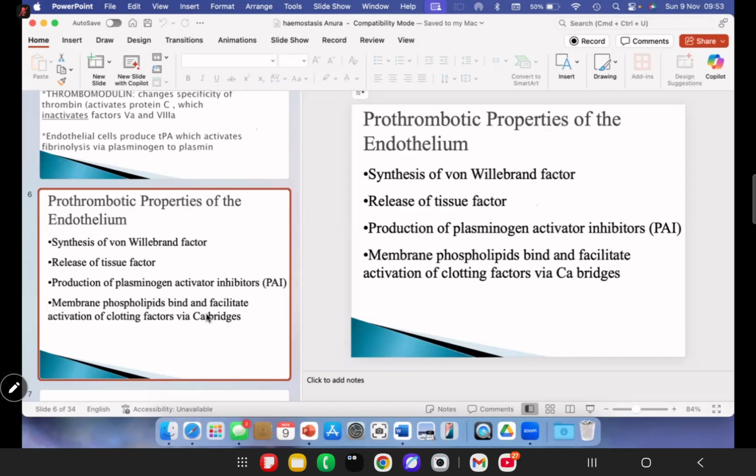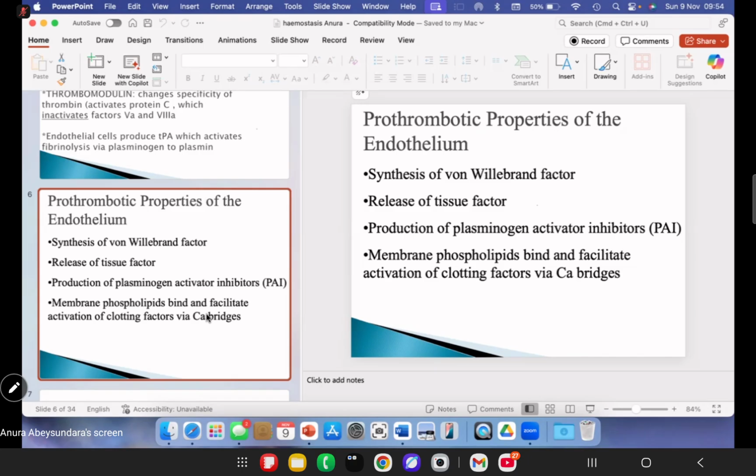Now it can synthesize von Willebrand factor, which is at the endothelium and binds the platelets. Platelets are bound to von Willebrand factor. Understand? So if you have a deficiency of von Willebrand factor, platelets will not be functioning, and at the same time factor 8 as well. And the release of tissue factor is another thing.